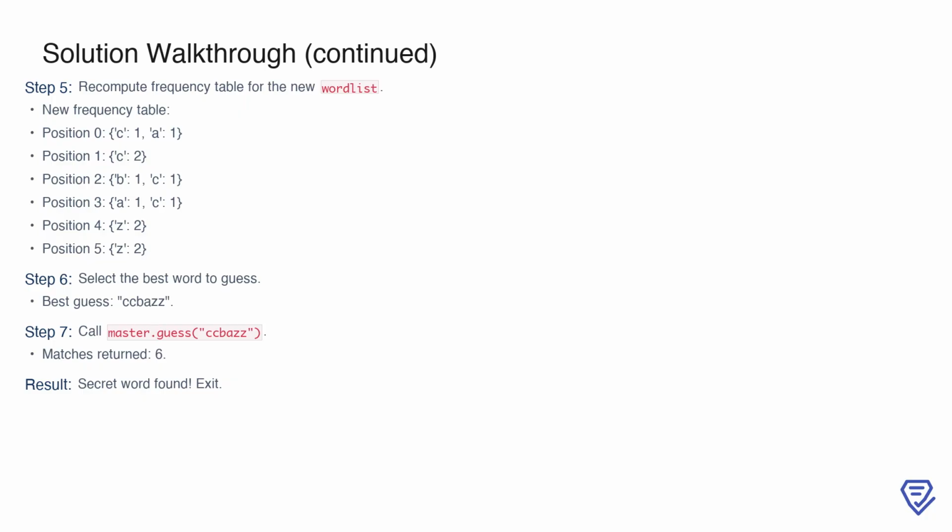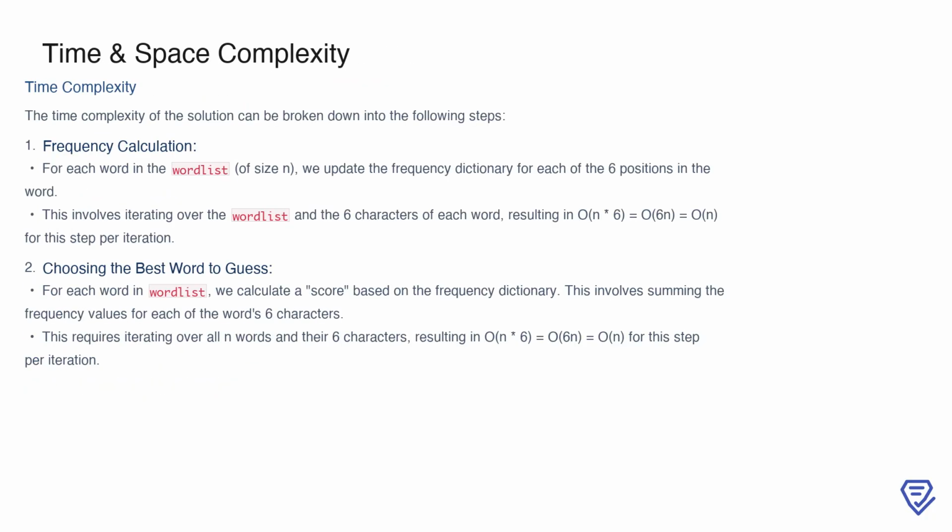at each step. To analyze the time complexity of the solution, let's break it into its main steps. First, we have the frequency calculation. This step involves iterating over the entire word list, which contains n words, and for each word, updating the frequency dictionary for all 6 positions in the word. Since we process 6 characters per word, the time complexity of this step is O(n * 6), which simplifies to O(n) for each iteration.